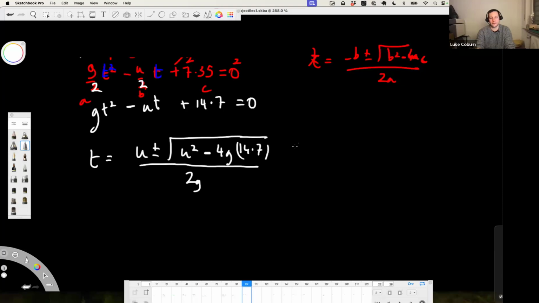Now you might be thinking, how is this getting us close to anything? Well, t1 is equal to u plus that stuff.